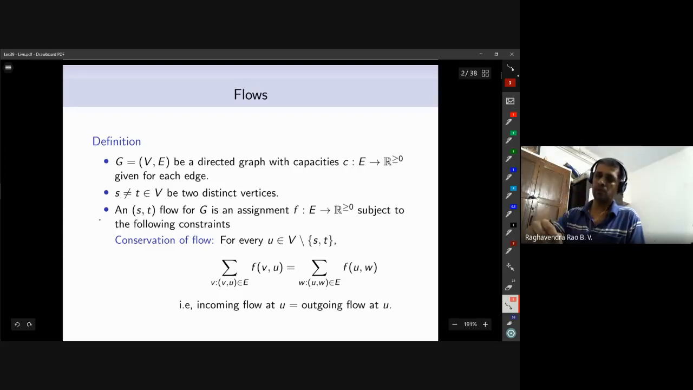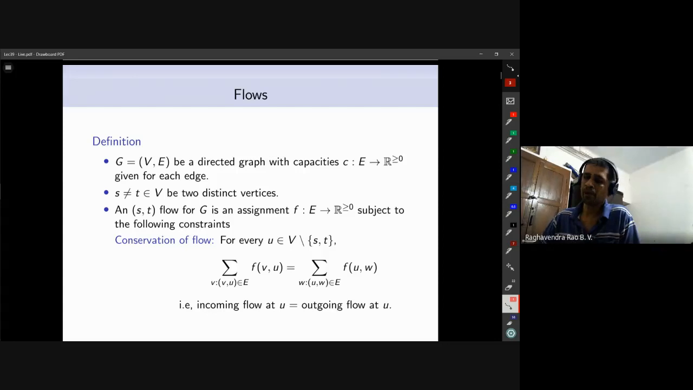And we'll be given 2 vertices, S and T, distinct vertices. So we call S the source and T the destination or terminal. T for terminal. One more thing: directed graphs with capacities, people also call them flow networks. So I might be using the term flow network. That basically means a directed graph.